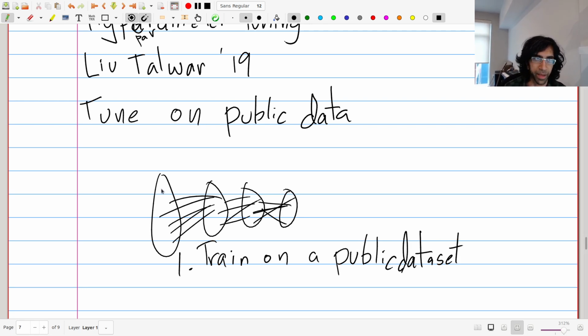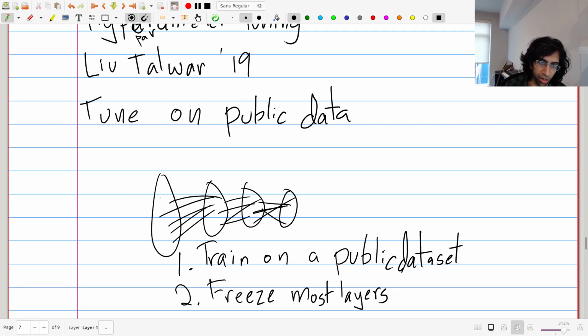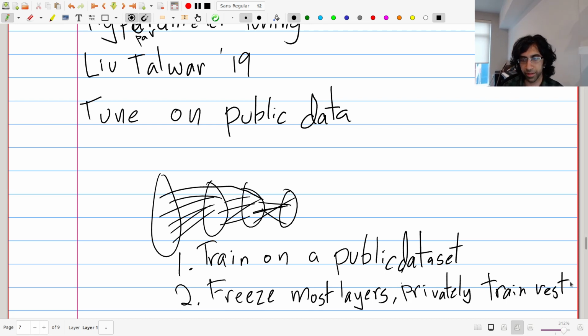So say some public data set, maybe if you want to do a language model, you could scrape Twitter or Reddit or anywhere where there's a lot of text, and train a model on that. And then the second thing you do is freeze most layers. Say maybe all of these ones, you say don't change the parameter vectors at all there. And then privately train the remaining. So this has the benefit of getting you to a good starting point using a public data set, which comes at no privacy cost, and then freezing most of the layers will result in just having a smaller number of parameters to train on.